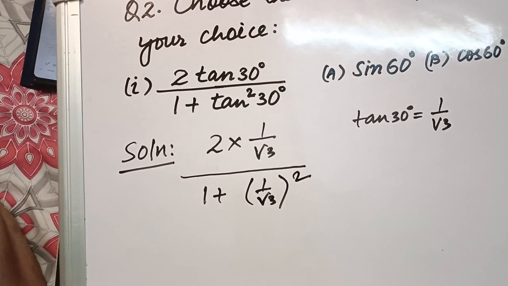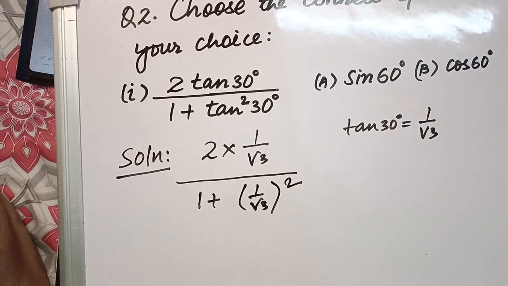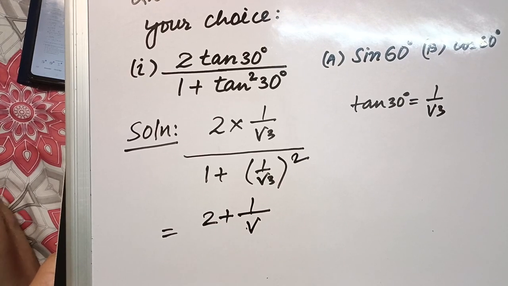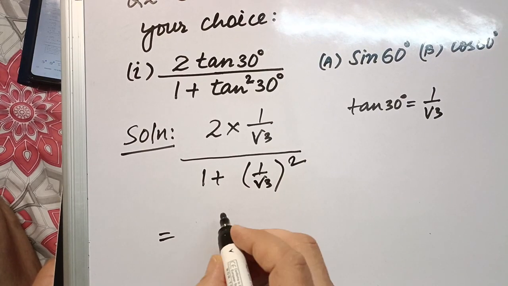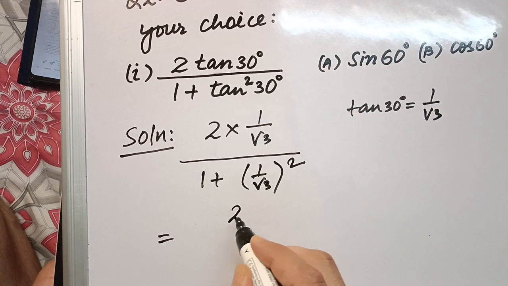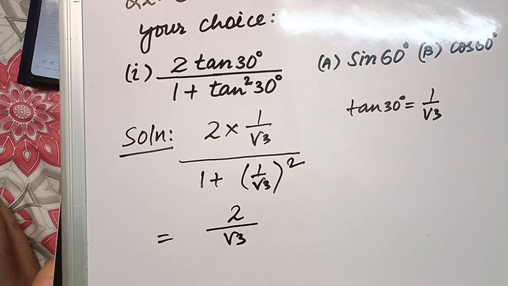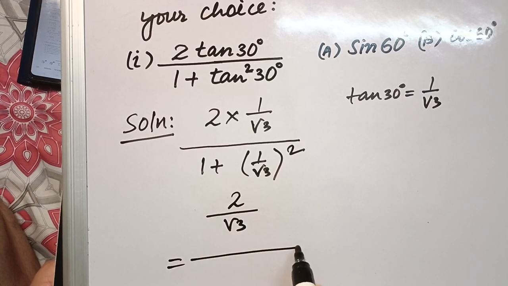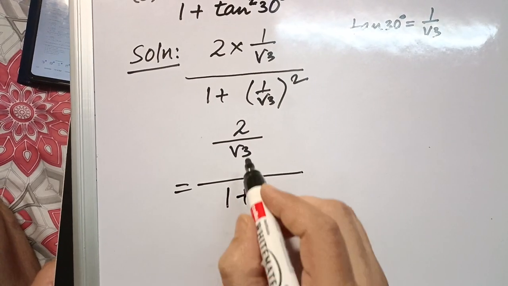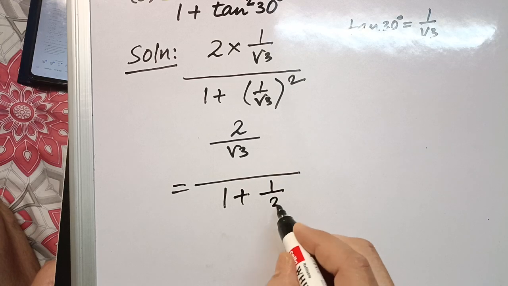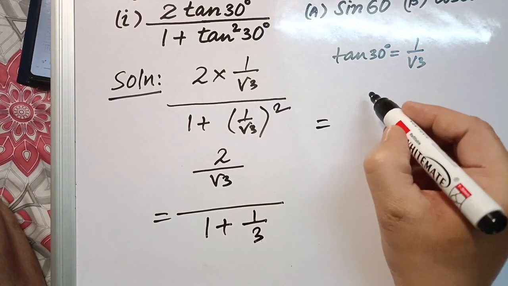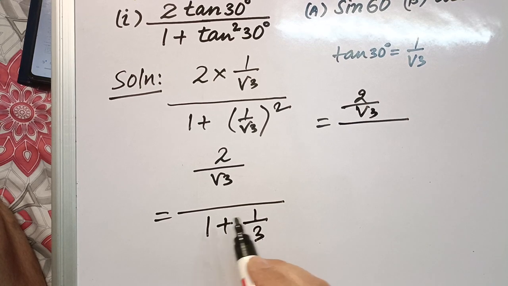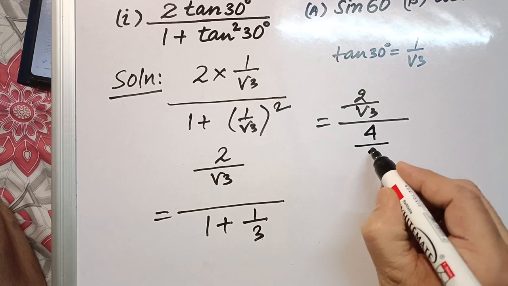Now if you continue solving this one, in the numerator you will get 2 by root 3. In the denominator, 1 plus 1 by root 3 whole square: 1 square will give you 1 and root 3 square will give you 3. So 3 plus 1 is 4, and the denominator will be 3.